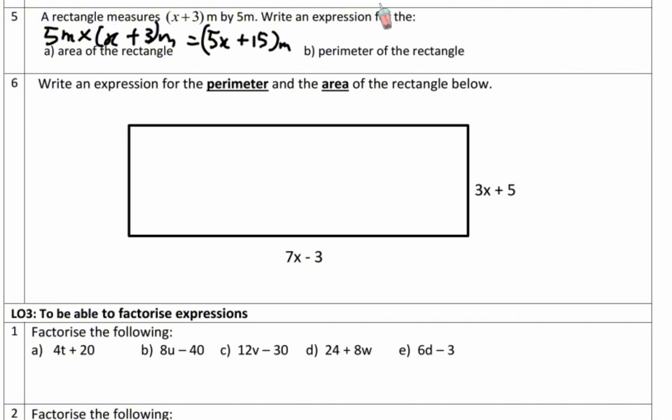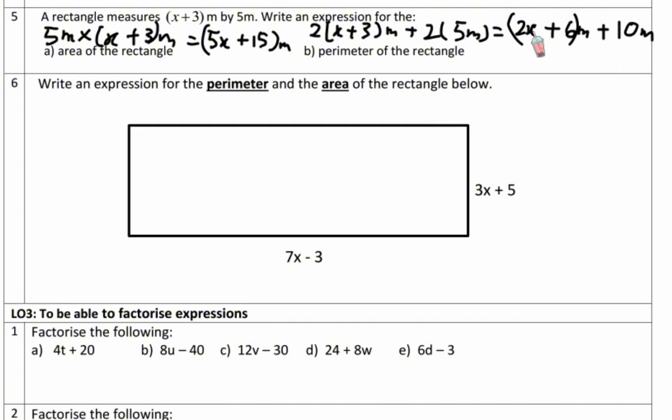To find the perimeter of a rectangle, we will just take 2 times x plus 3m plus 2 times 5m, which we will get 2x plus 6m and 10m. So the answer would be 2x plus 16m.